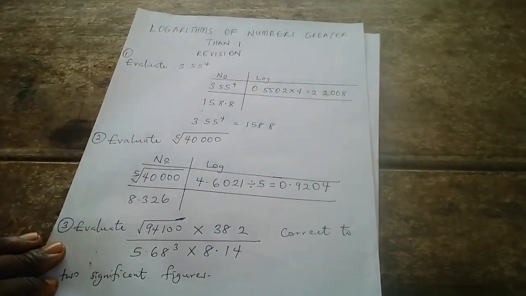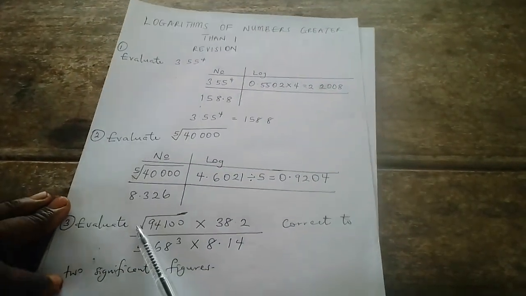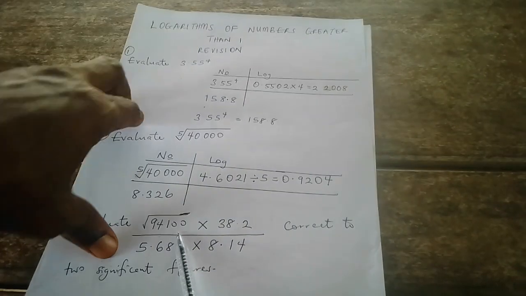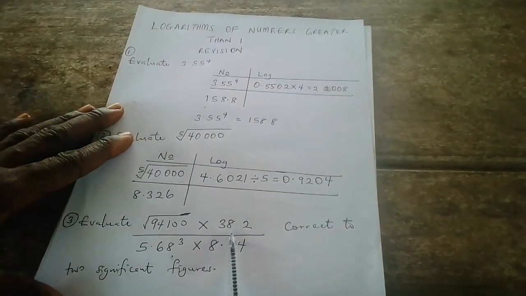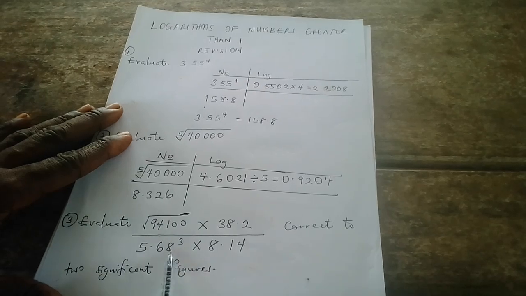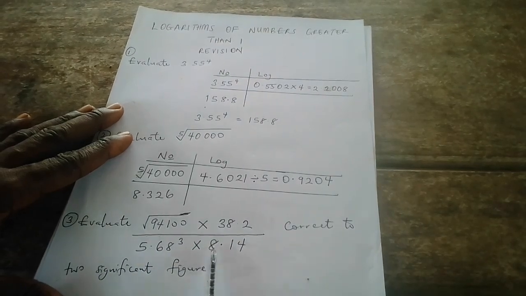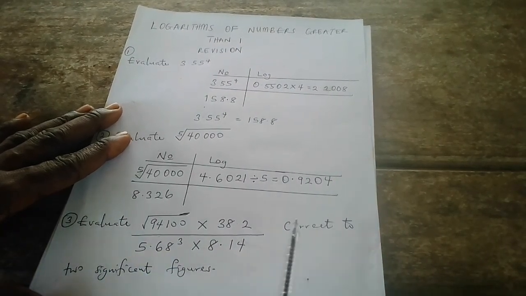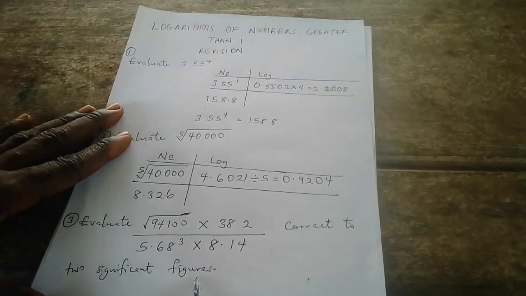Evaluate the root of 94,100 times 38.2 divided by 5.68 raised to power 3 times 8.14 correct to two significant figures.